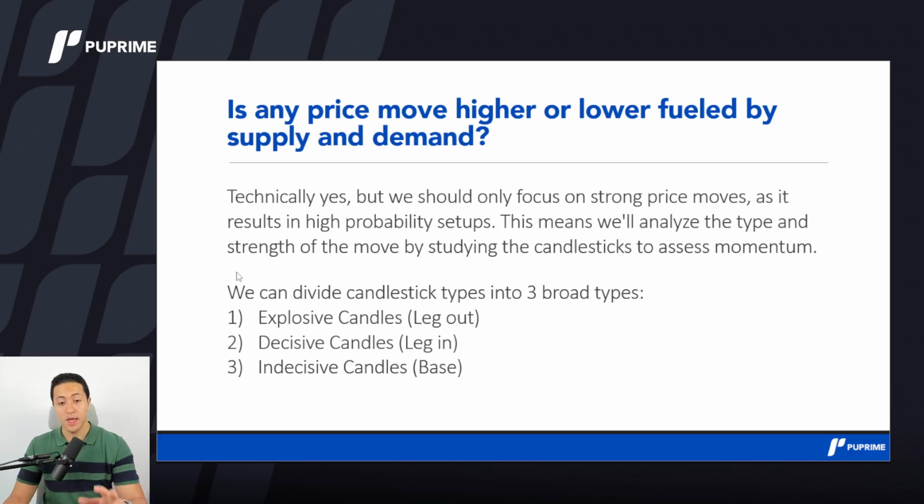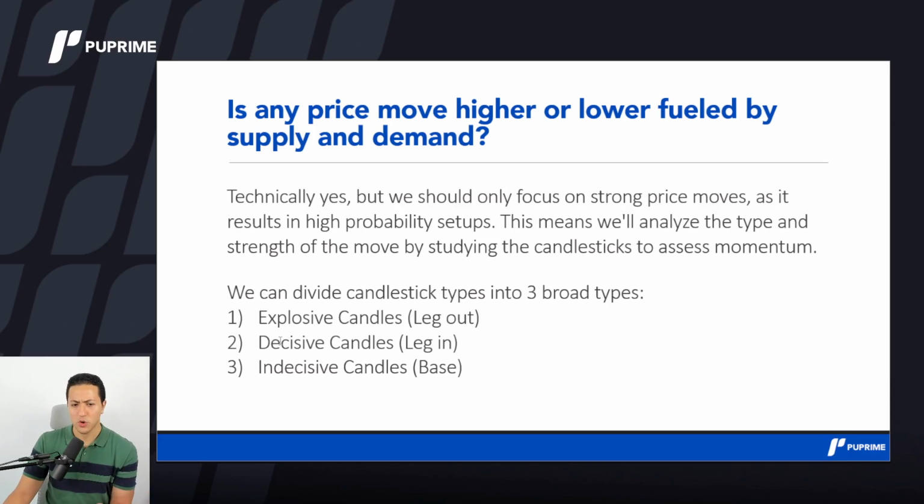Sometimes no. Okay, we can divide candlestick types into three broad types: explosive candles, decisive candles, and indecisive candles. And you will be able to see here beside the explosive candles, I wrote between brackets the leg out, because the leg out of any supply or demand zone, I want it to be powerful enough that we will call the candles explosive candles. So I can be sure that this move, because it was powerful in the candlesticks, still might have unfilled orders in this zone. So this is the leg out, which is the explosive candles.